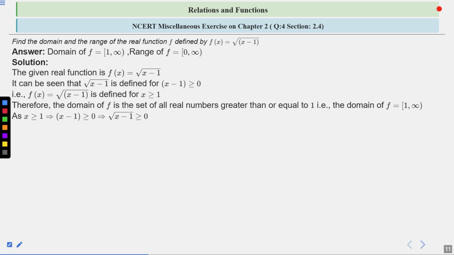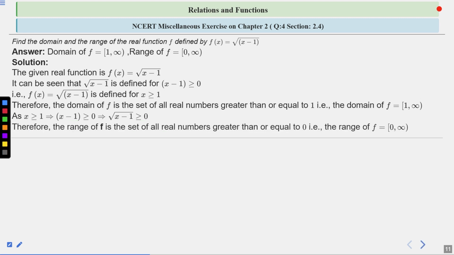Now for the range set, how are we going to do it? Quite simple. As we have x must be greater than or equal to 1, this means x minus 1 is greater than or equal to 0. If you put root on both sides, you will get root of x minus 1 is greater than or equal to 0. So from this approach, you can also get your range set, which is all real numbers greater than or equal to 0. You can also try the approach of putting f(x) equals y.